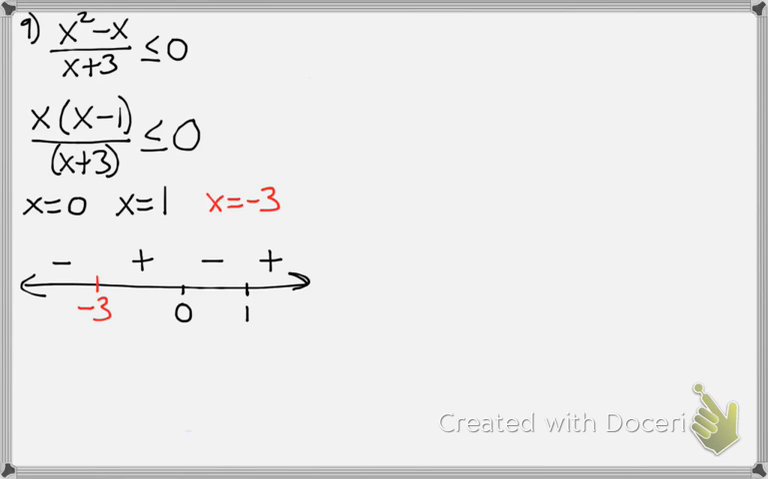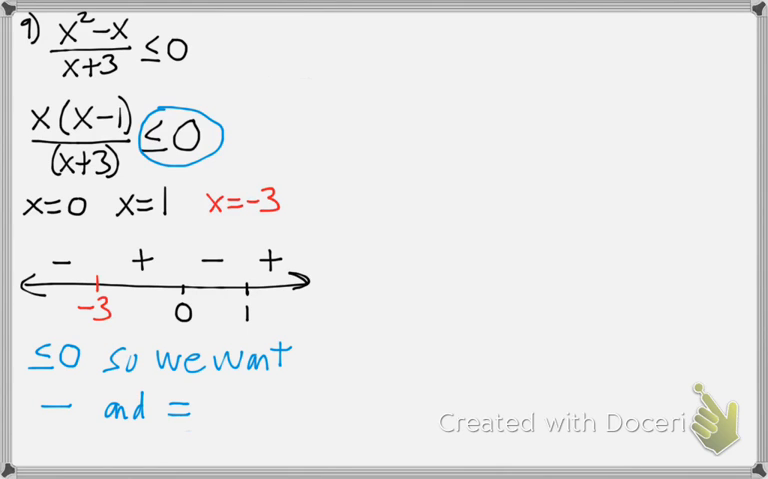So again, you could pick something like negative 4 to plug in and get a negative number. Negative 2 you plug in, you get a positive number. 0.5 you would plug in and get a negative number. And then like 3 and you would get a positive number. So the regions that we want to include in our answer, since this is less than or equal to 0, we want where it's negative and also where it's equal to 0.